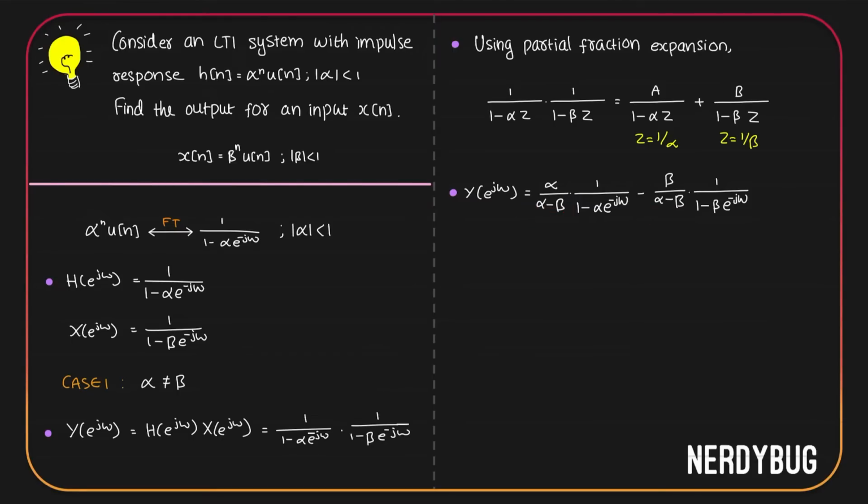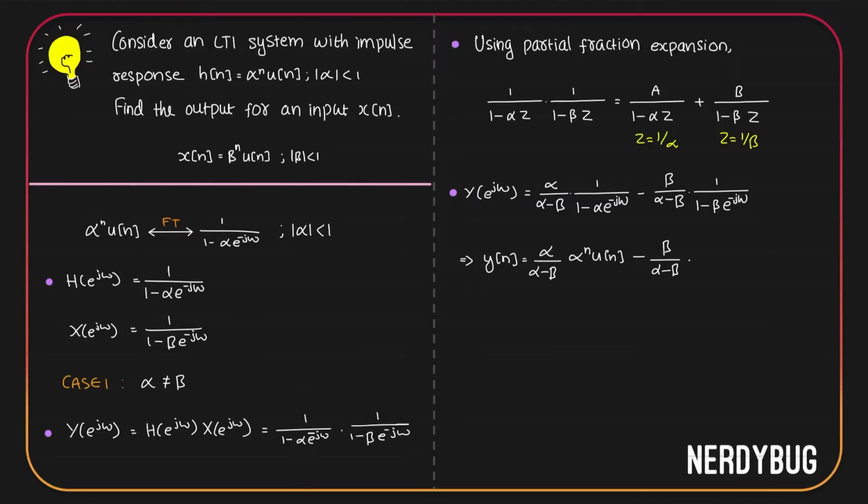So to find y of n, we can use inverse Fourier transform. We can write y of n is equal to, since alpha by alpha minus beta is a constant, we can just write it here. We already know the inverse Fourier transform of 1 by 1 minus alpha e raised to minus j omega is alpha raised to n u of n. So here we get alpha raised to n u of n, minus beta by alpha minus beta is a constant.